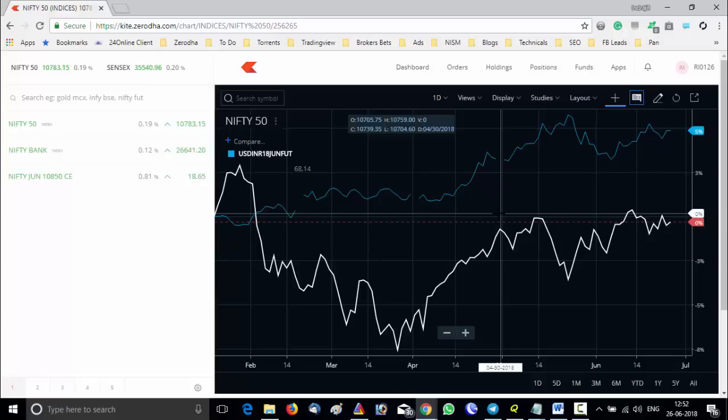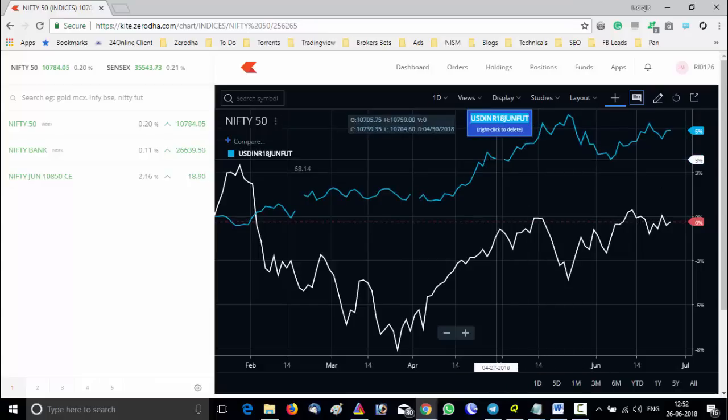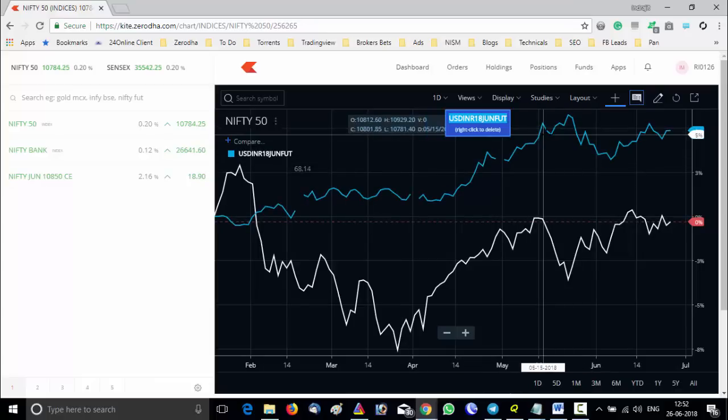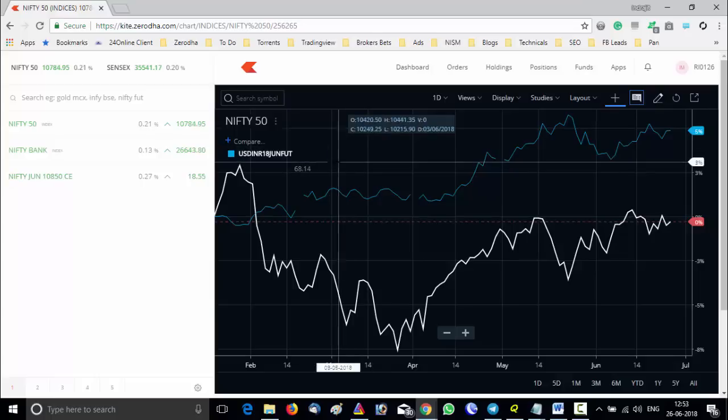Whenever USD INR is picking up, you can short sell Nifty, and whenever USD INR is falling, you can buy Nifty. The market strengthens whenever the dollar rupee becomes weak, and the market goes down when the dollar rupee becomes stronger. So this is the correlation chart of USD INR and Nifty.